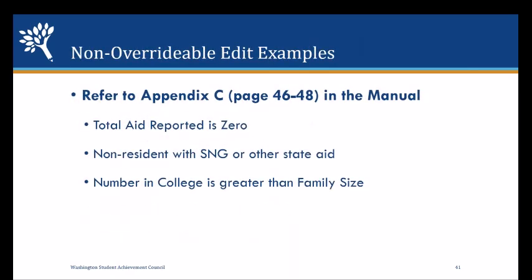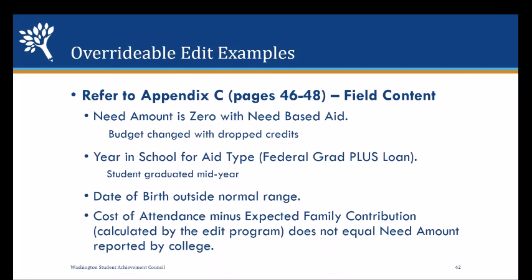Non-overridable edit examples, again, you refer to Appendix C, pages 46 to 48 in the manual. Total aid reported is 0. Non-resident with FNG or other state aid. Number in college is greater than family size. If the file upload worked, but then secondary edits run, you'll be required to correct the student record before you can submit it. For overridable edit examples, refer to Appendix C, pages 46 through 48.